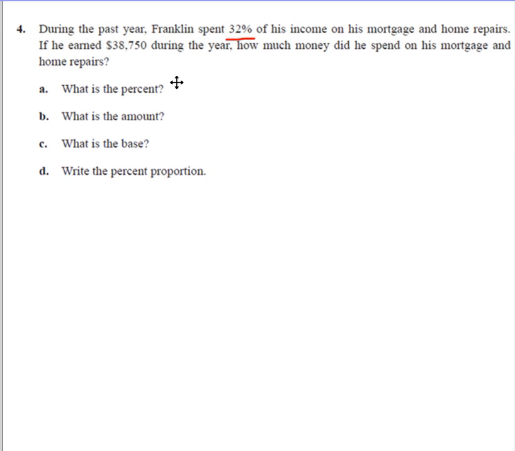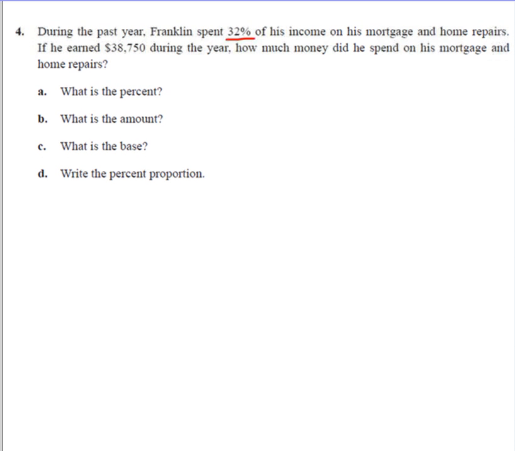And so our percent is our 32. So again, 32, we can read from the story problem, represents his mortgage and home repairs. And the question is, how much did he spend on the mortgage and home repairs? And so that tells us that that's the unknown value. That's what we're going to determine from our proportion.